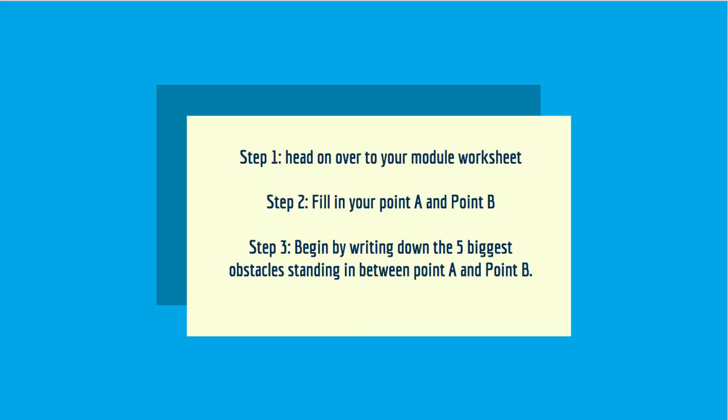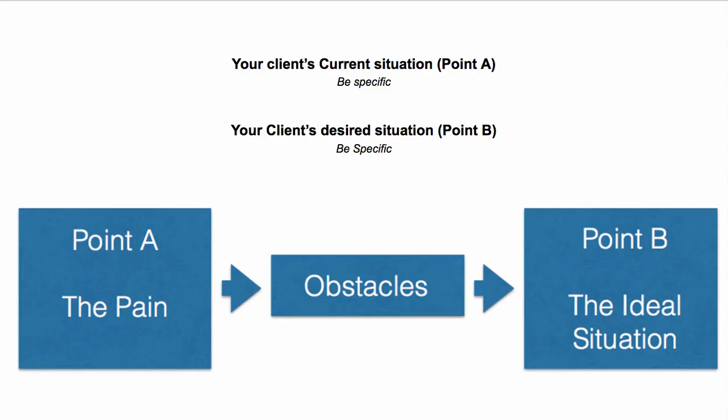We're going to move on to exercise 8 in the module worksheet right now. So head on over to your module worksheet and then fill in your point A. This is the painful situation that your client is in right now. And then fill in point B. This is their ideal situation. And begin by writing down the 5 biggest obstacles standing in between point A and point B based on your customer avatar research. So you've seen this diagram before.